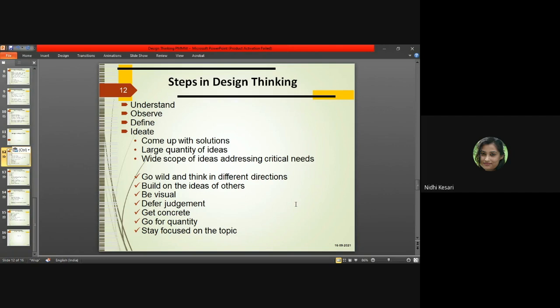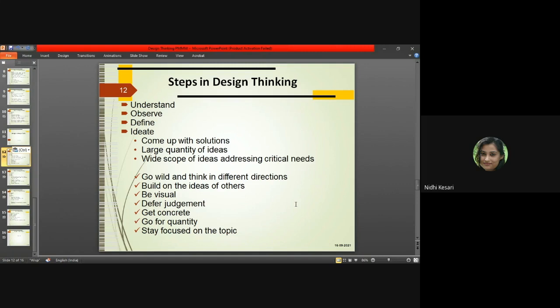So just don't stop yourself from thinking in a creative manner. The more you try to come up with solutions, the more options you have, the better solutions you may get. Wide scope of ideas addressing critical needs should be the focused area while ideating. So, while ideating, what you are going to actually do is go wild and think in different directions. You don't need to think about what others will say or what your solution is talking about. If you think that it can make little sense, or you are in a fun mood and try to make something very different in your thought process, just do it, because you never know whatever you are doing in the fun mode may give you some hint for a better solution.